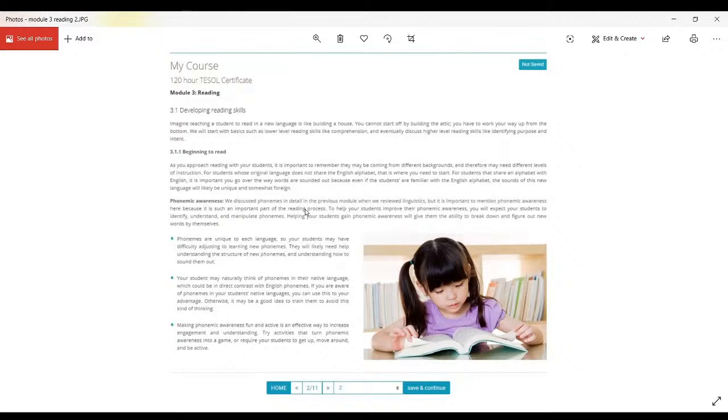So, phonemic awareness. Alright, we already discussed phonemes in detail in the previous module. So, there are 3 bullets here about phonemes. Phonemes are unique to each language. So your students may have difficulty adjusting to learning new phonemes. Your student may naturally think of phonemes in their native language, kagaya na sinabi ko kanina, which could be in direct contrast with English phonemes. And last bullet, making phoneme awareness fun and active is an effective way to increase engagement and understanding.